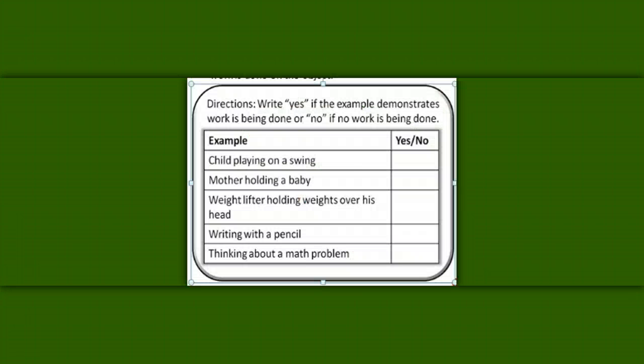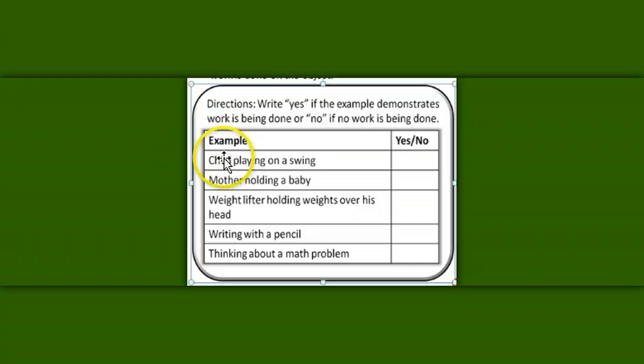Let's think for a moment. We are going to write yes if the example demonstrates that work is being done, or no if we think work is not being done. Now remember, we are talking about scientific work. So we're looking for some force moving an object a distance. If an object is not moved a distance, then we're going to say no. If an object has a force and it moves a distance, we'll say yes. Let's look at the first one.